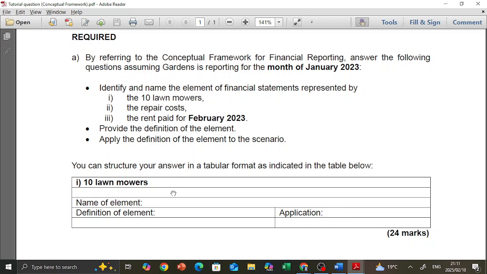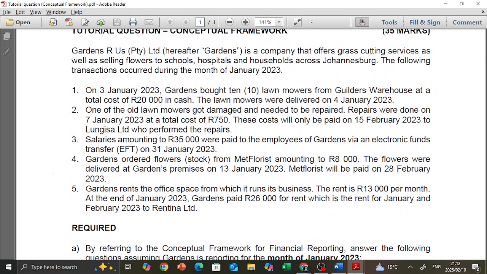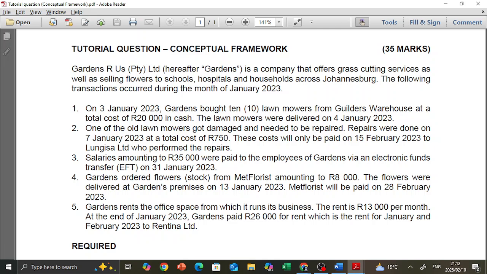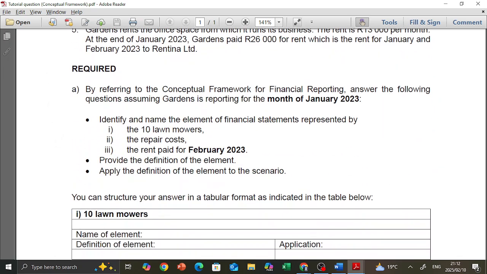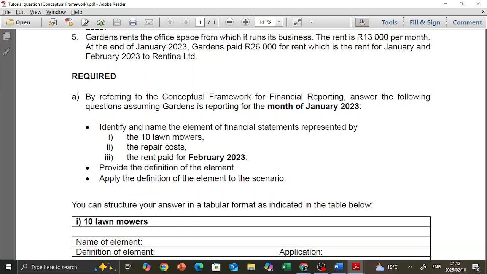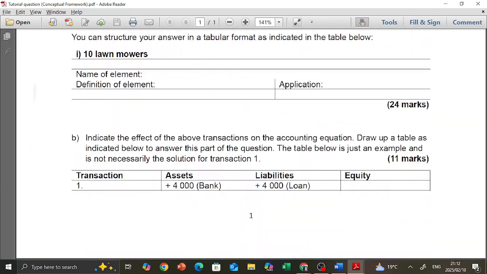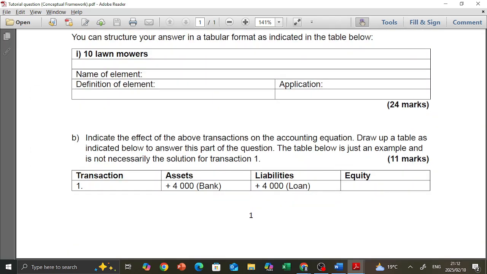The reason why the required is important to read is because if there's someone who likes to rush, they're just going to start applying, and then they're going to apply all 5 transactions just to come find out that they only wanted you to apply 3 for the elements. The 5 transactions will then be completed in full when you're doing your accounting equation.